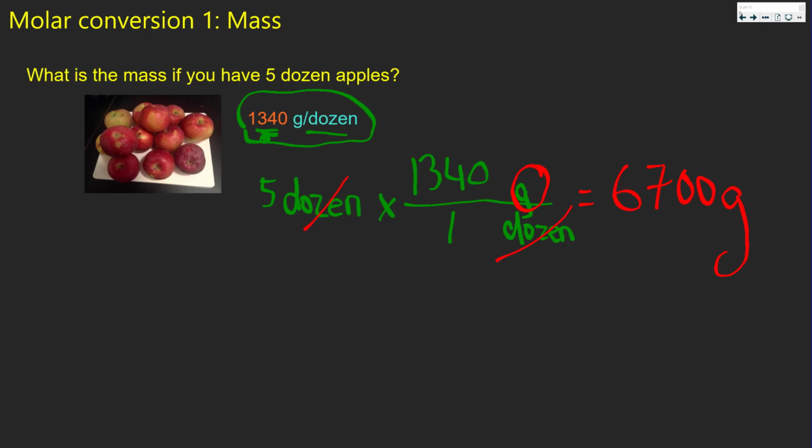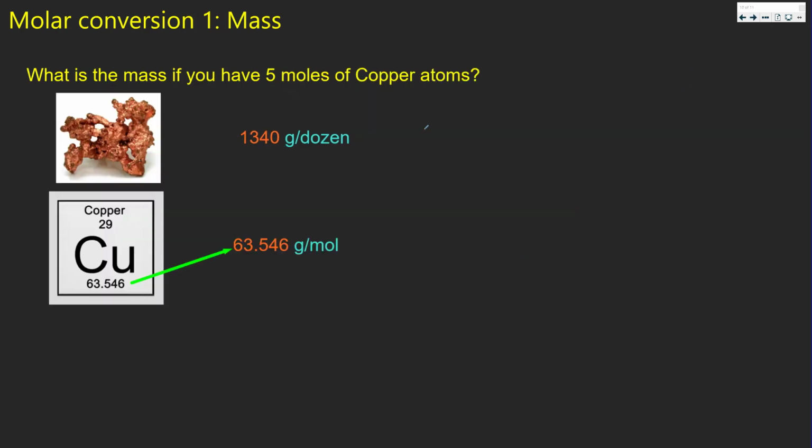So that's for dozen. So how is that different than moles? It's actually not that different, right? So if you look at the same kind of question from before, you're calculating for the mass, but now you have 5 moles of copper atoms. So if you look at the previous question, you had 1340 grams per dozen. Well, where are we going to get the number for copper? That's where you go into your periodic table. This molar mass or atomic mass has the unit grams per mole. So it's just like grams per dozen, now you have grams per mole.